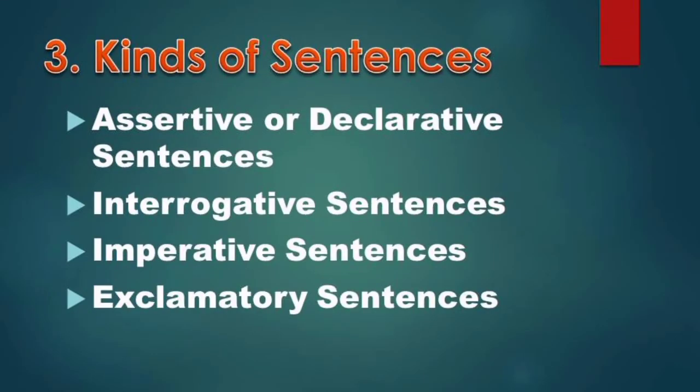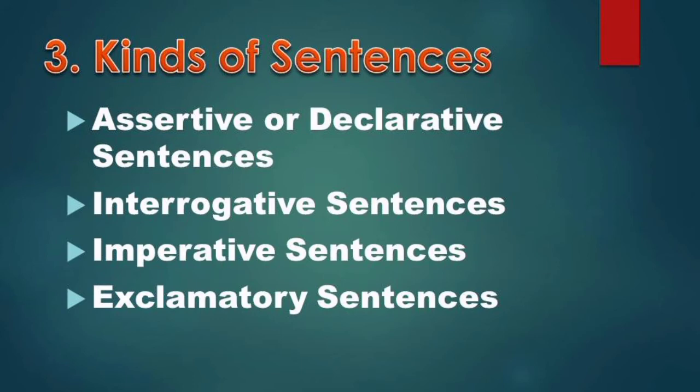Next we are studying the kinds of sentences. There are 4 types of sentences, 4 kinds of sentences. They are assertive or declarative sentences, interrogative sentences, imperative sentences, and exclamatory sentences. These are the 4 types of sentences.